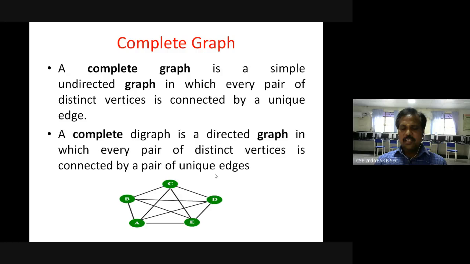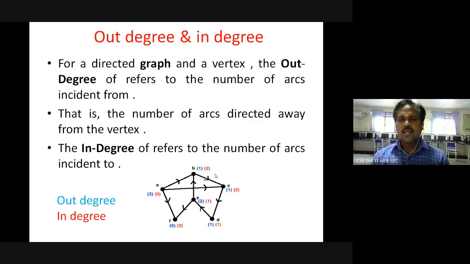For a complete graph, it must be an undirected graph, and each node consists of edges from other nodes. That is the complete graph definition. For calculating the out degree and in degree, it must be a directed graph. Based on the arrow marks and arrow positions, we can calculate how many in degrees and how many out degrees are there.